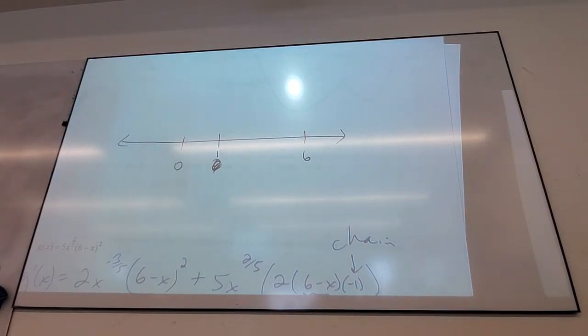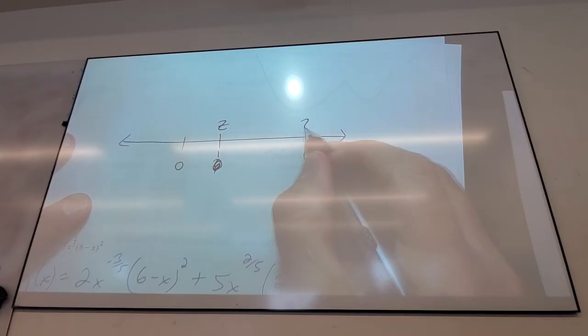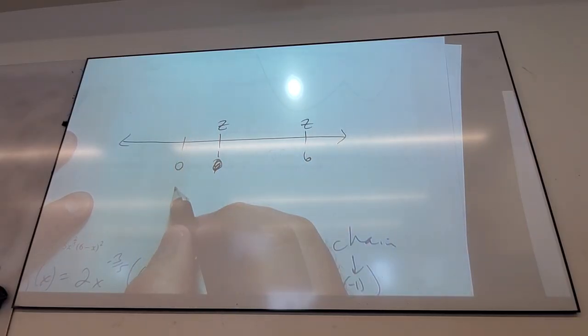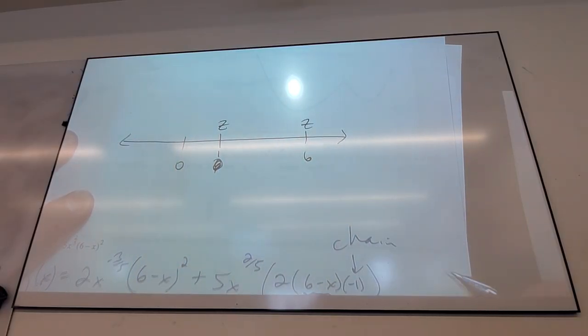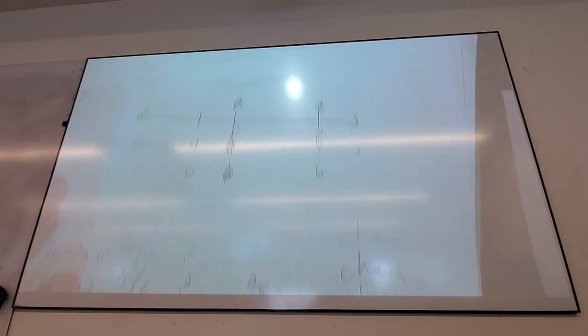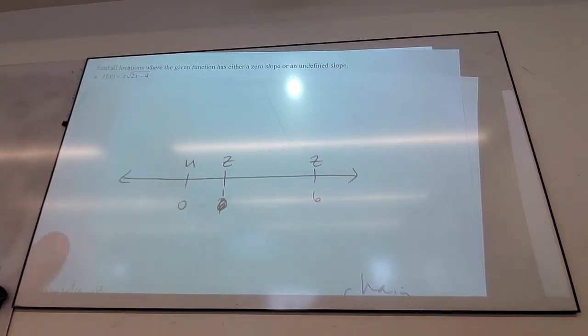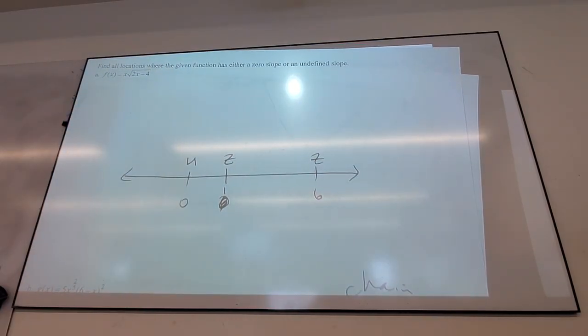I'm going to put a Z, because those are zeros. What am I going to put above 0? I'm going to put a U for undefined.